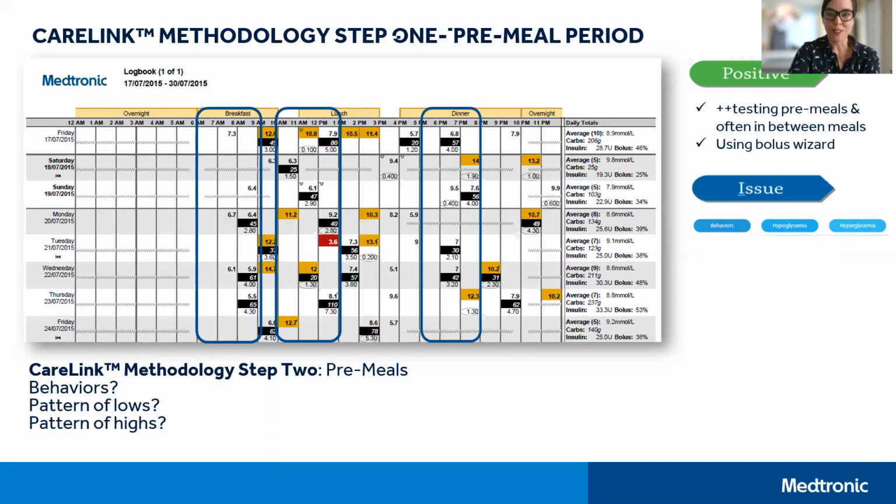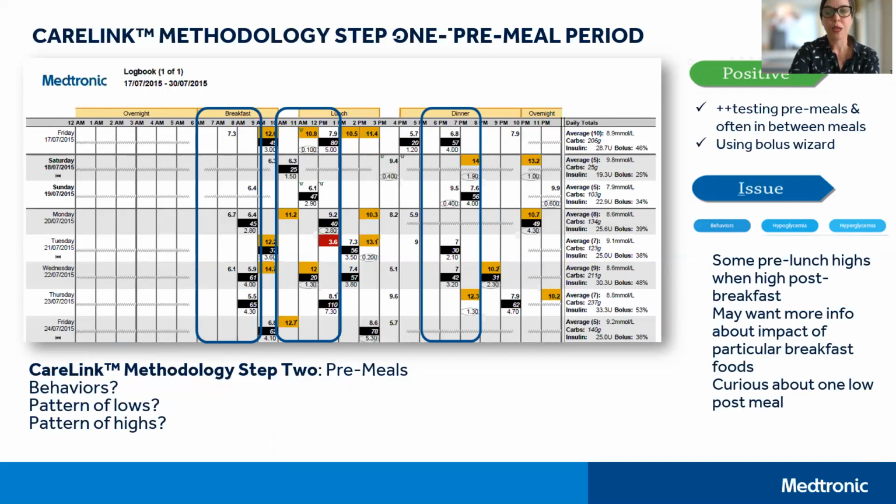So our first is to identify all of the positives, which include all of the testing and information that has been provided here. And this person is using the bolus wizard, so we get to see everything that was done with the pump. Then there might be some things we might want to understand. Like, for instance, some of the pre-lunch gold highlighted highs when this person is high after breakfast.